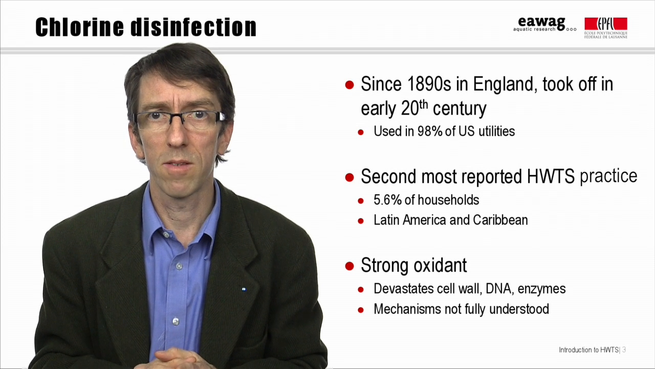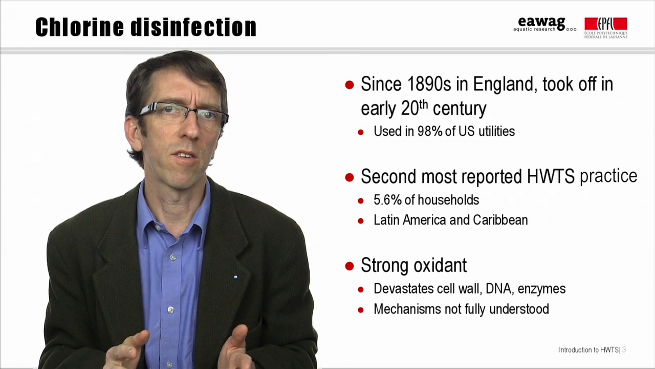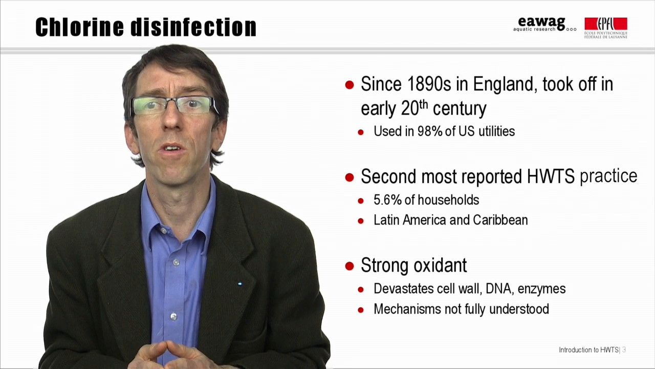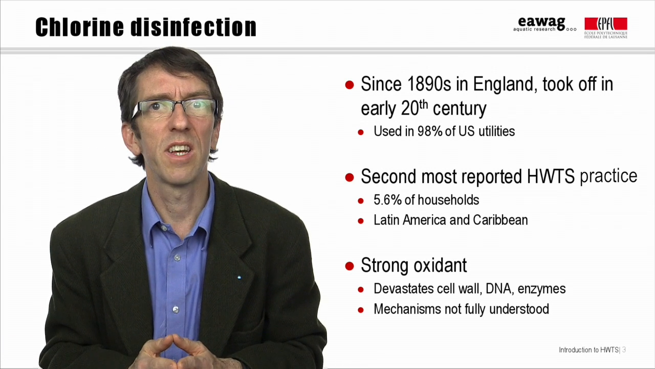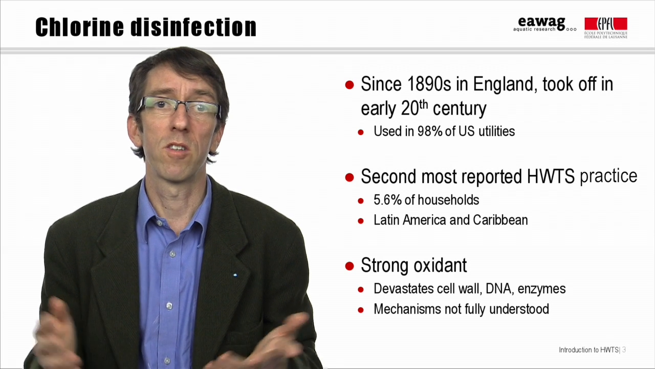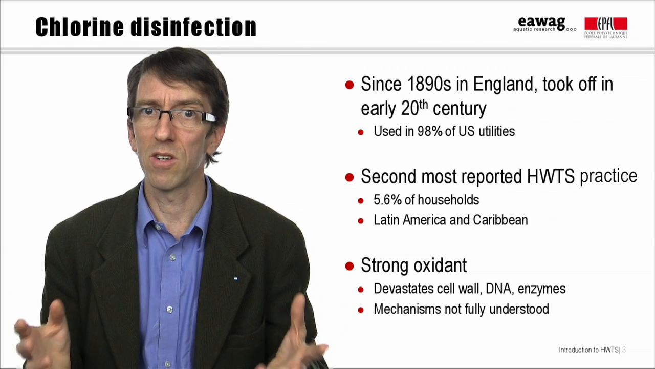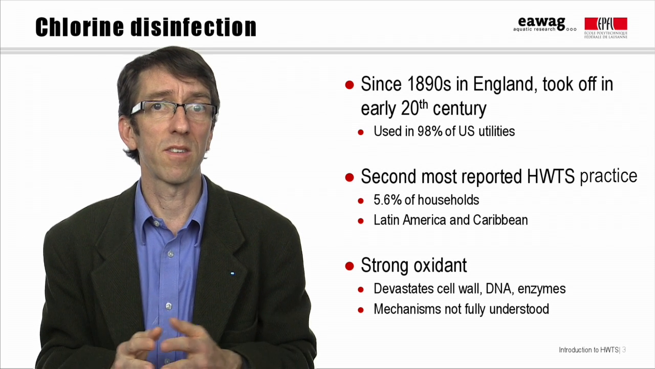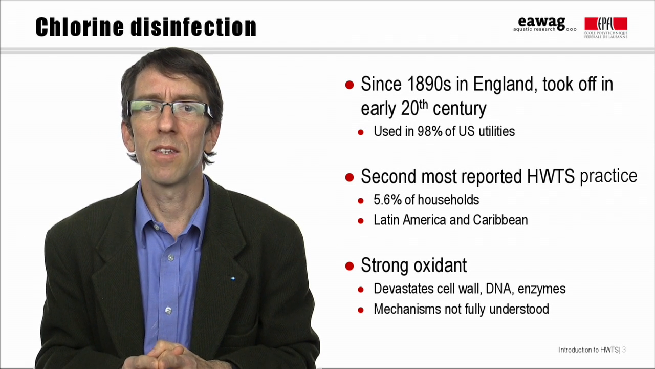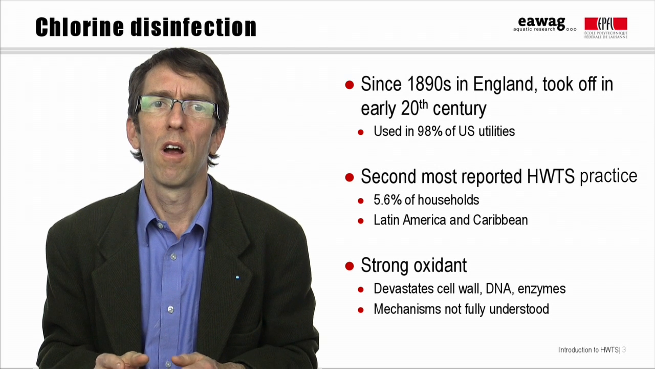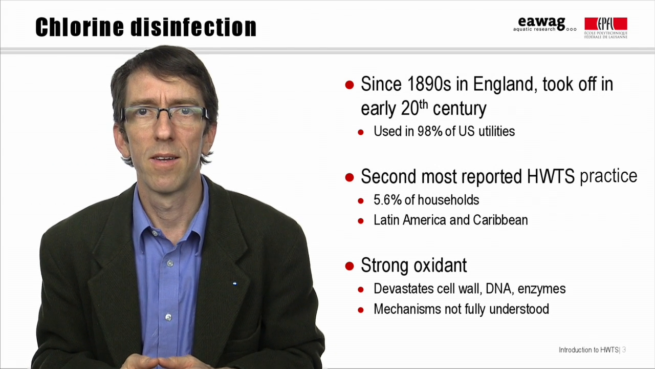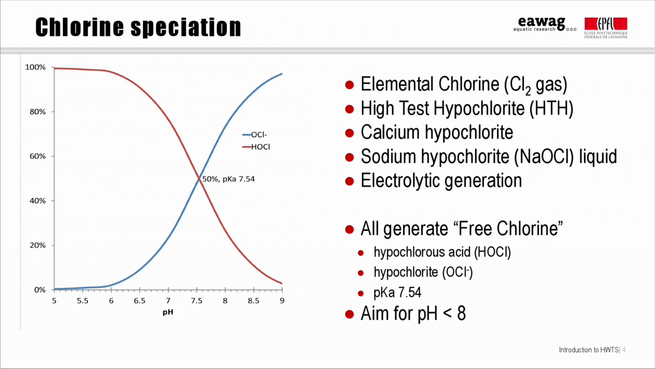Chlorine is a strong oxidant, and it reacts rapidly with different kinds of organic material, including cell walls, DNA, and enzymes. That's also why it's good at cleaning things. It really destroys organic compounds. But actually, in part because it's so reactive, the key mechanisms in pathogen inactivation are not well understood, especially for viruses and protozoa.